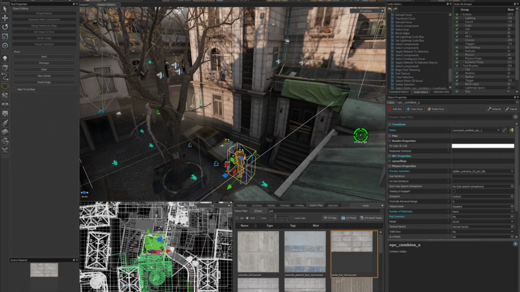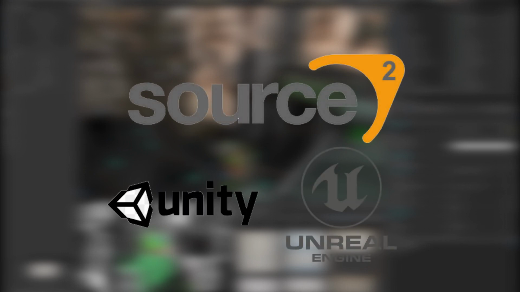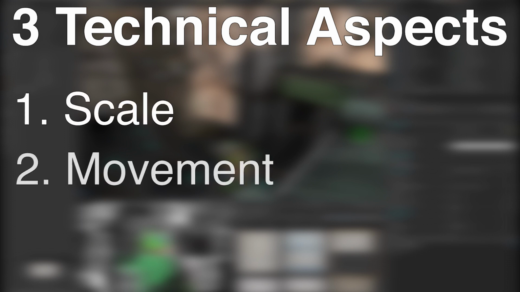Hello everyone, I'm Paradox, and today I'm going over the basics of VR level design. I'll be demonstrating this using the Source 2 engine, but this is technically applicable for any other engine you are creating a VR experience in. There are three technical things you should know when it comes to VR level design: scale, movement, and interactivity.